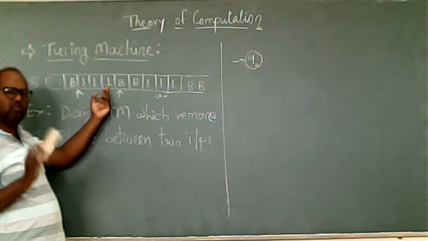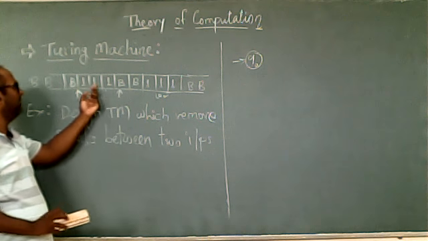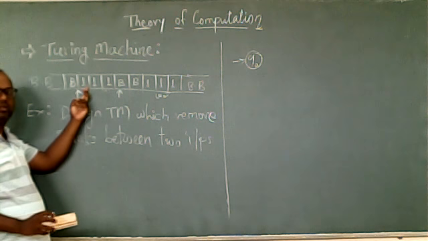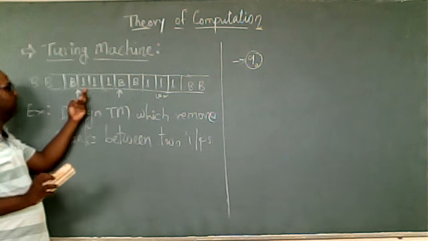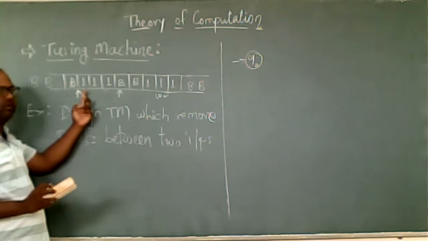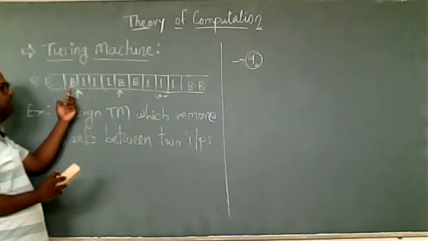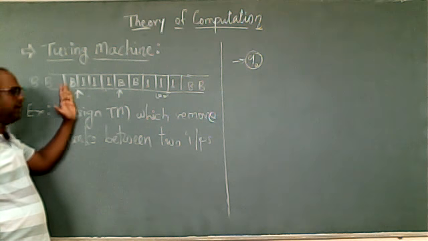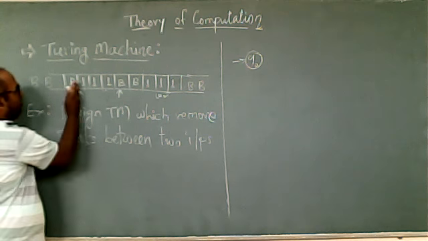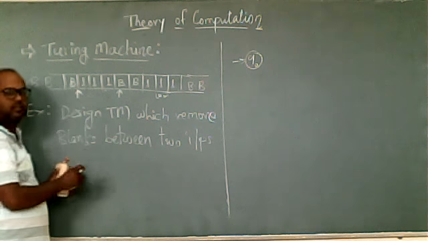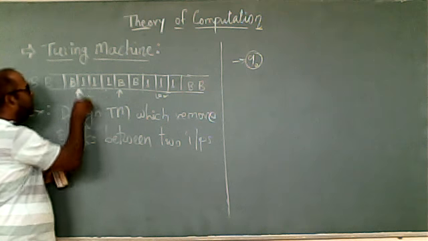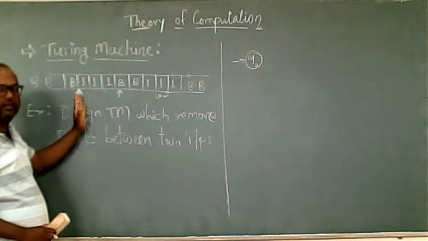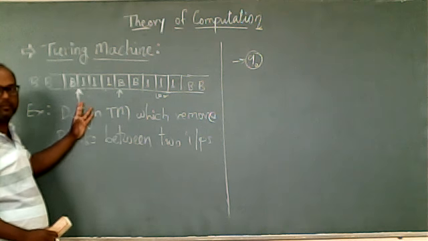If it is 1, we'll keep it as it is, move left. 1 as it is, move left. 1 as it is, move left. Now when we get a blank here, it means the input is over. And after getting this blank, we'll move right to get the first symbol.